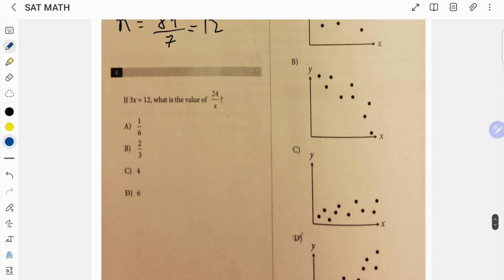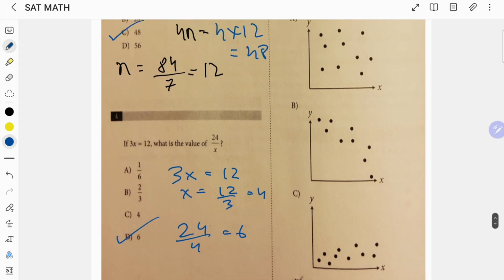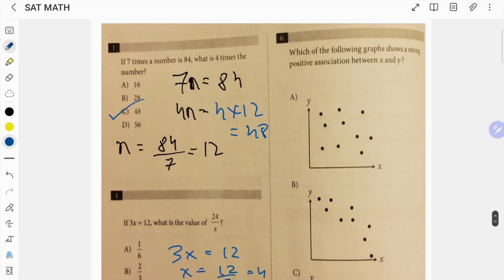Alright, next question. If 3x equals 12, what is the value of 24 divided by x? So this is a pretty simple question. So 3x equals 12, so x equals 12 by 3, which is 4. So x is 4, so 24 divided by 4 is 6. So option D, 6.